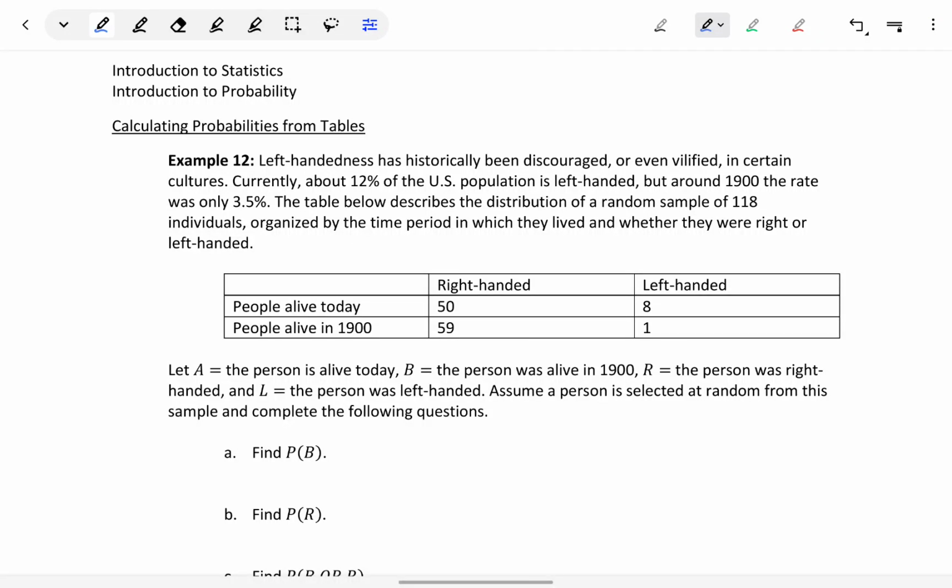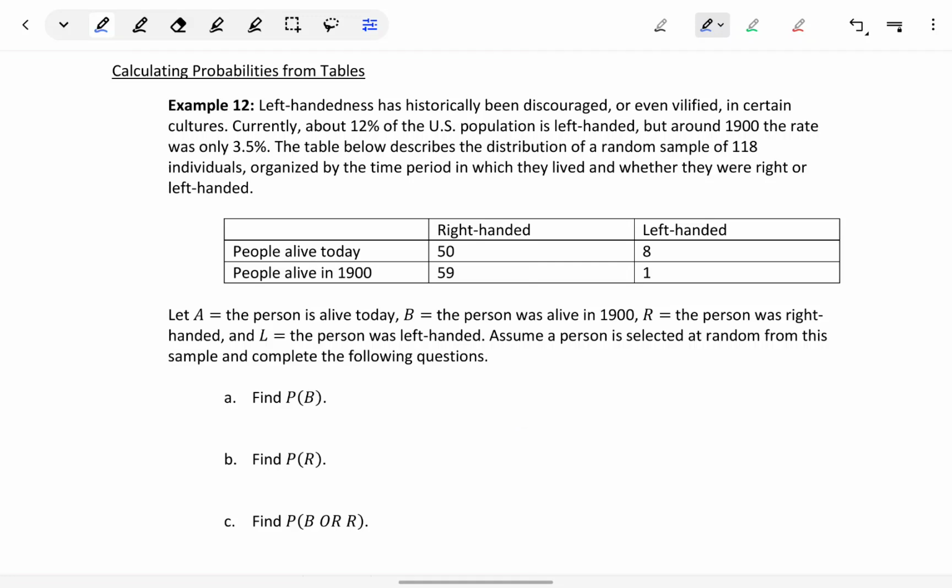Information that we collect can be stored and reported in different ways. One method is using tables, which can be helpful for calculating probabilities. In example 12, we're told that left-handedness has historically been discouraged or even vilified in certain cultures. Currently, about 12% of the US population is left-handed, but around 1900, the rate was only 3.5%.